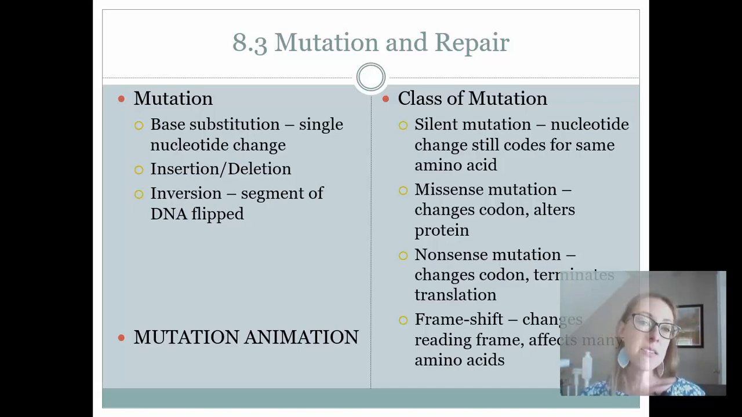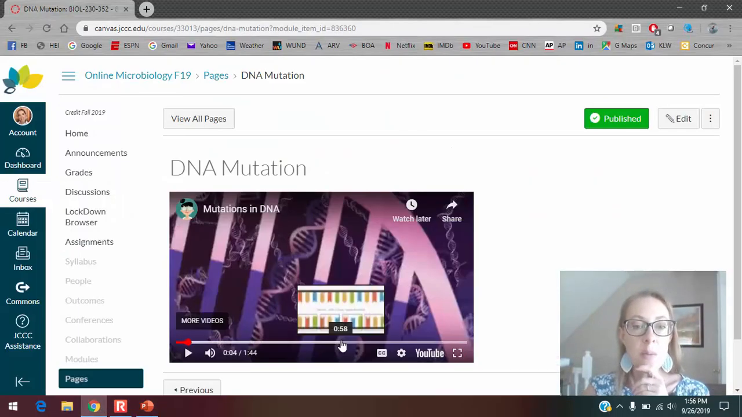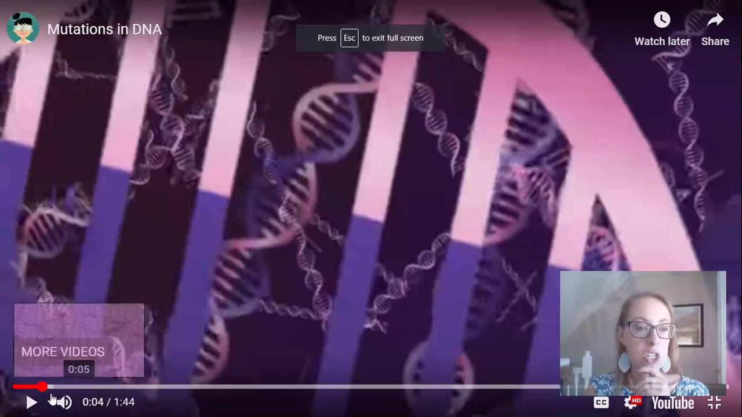An inversion is another type of mutation. This is where we have a segment of nucleotides. They're all still there and they're in the correct sequence, but they have been cut out and flipped around. So this can have varying degrees of impact on the ultimate protein that is produced. Talking through that, I know, can be a little bit confusing. Let's watch an animation to help us clear up these different classes of mutations.